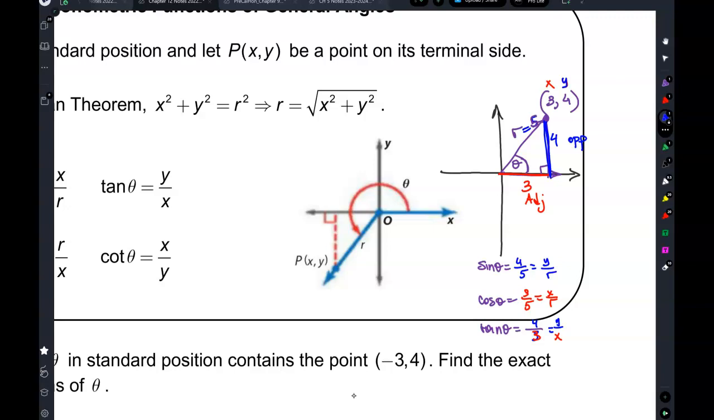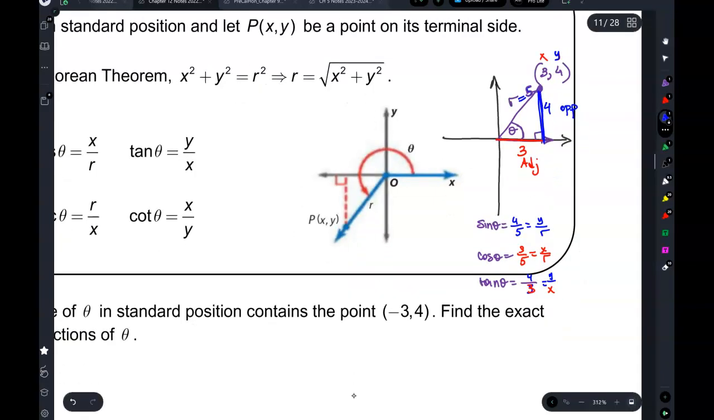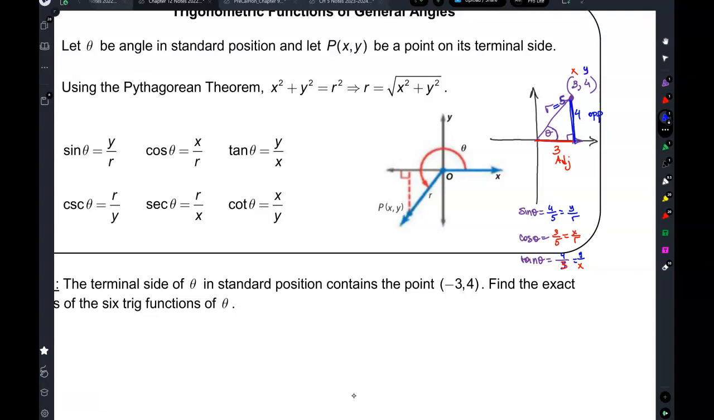How did we find r? Just Pythagorean theorem. What is most important, however, is the following. Sine is associated with the y value, the vertical side. Cosine is associated with the x value, the horizontal side. This is so important, that the sine of theta is associated with the vertical side, and the cosine of theta is associated with the horizontal side.